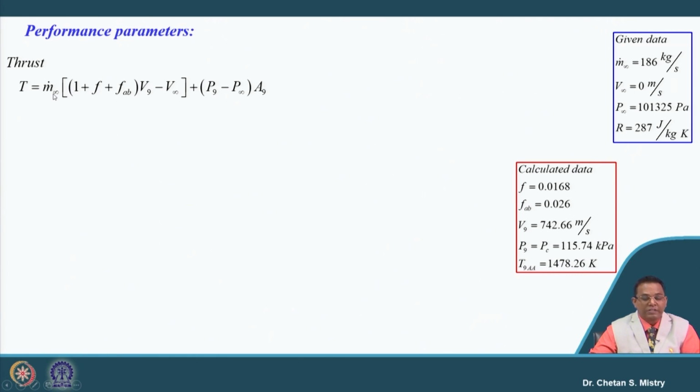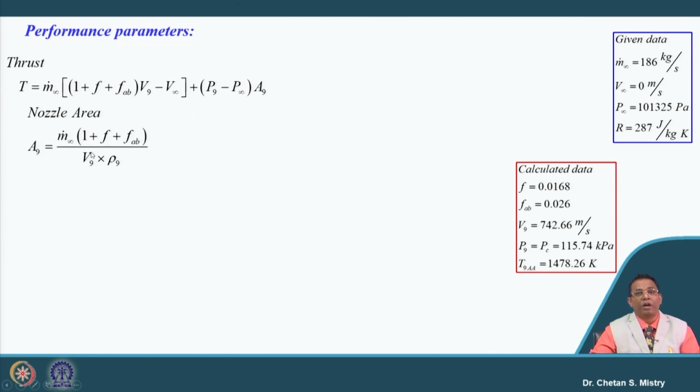If we look at this, the mass flow rate m dot infinity is given to us, F and FAB we have calculated, and V9 also we have calculated in the last lecture. Now, P9 and P infinity are also known to us. The unknown parameter here is the area of the nozzle, or nozzle exit area. This nozzle exit area, as we have done in the previous cases, can be correlated in terms of mass flow rate, which is given by m dot equal to density into area into velocity.